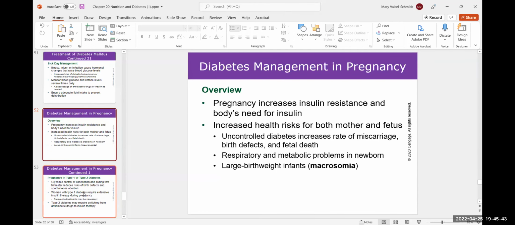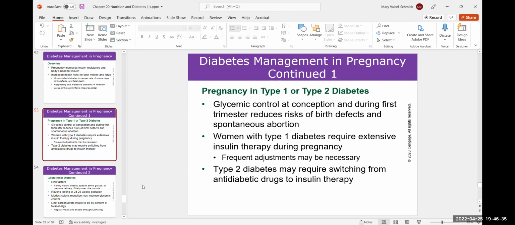Either way, one of the biggest risks is a macrosomic baby. In other words, a very large baby. But believe it or not, that very large baby is born with very low blood sugar and can be in a lot of trouble when it's born, as well as metabolic problems and respiratory issues with the baby. So you got to make sure that the blood sugars are controlled, make sure that mom is getting the right care. Again, talk about glycemic control.